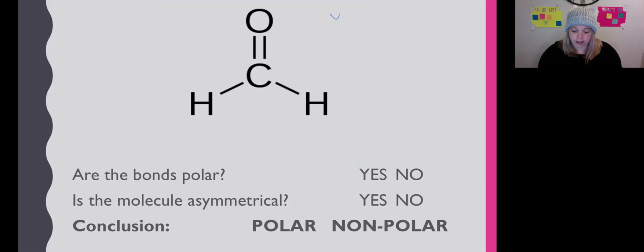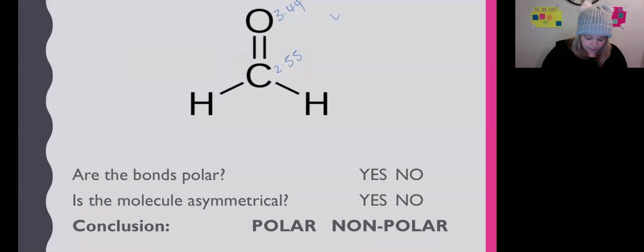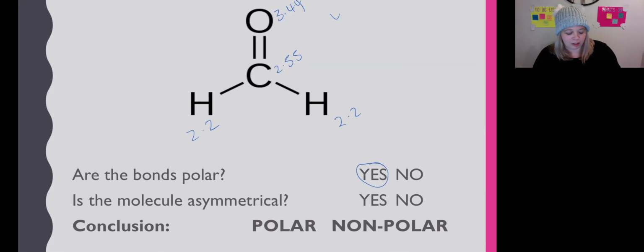All right, so let's have a look here. This is a compound called formaldehyde. So formaldehyde, are the bonds polar? We can go back and check them again. This one was 2.55. This one was 3.44. Let's have a quick look. Hydrogen is 2.2. So are the bonds polar? I would say, hell yes, they are. There's a difference in electronegativity.